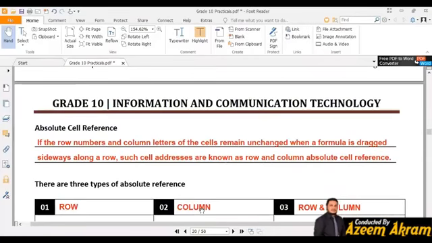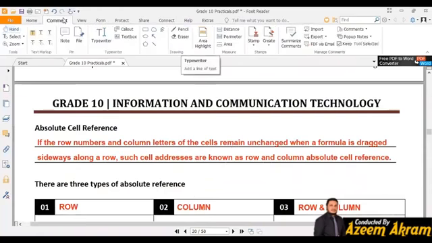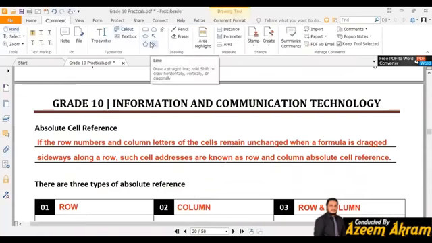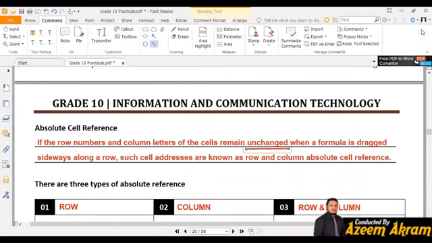Right, then absolute cell reference means what exactly? Now relative means changing. Absolute means definitely what? Not changing. So what they say is, if the row number and column letter remain unchanged, always remember.